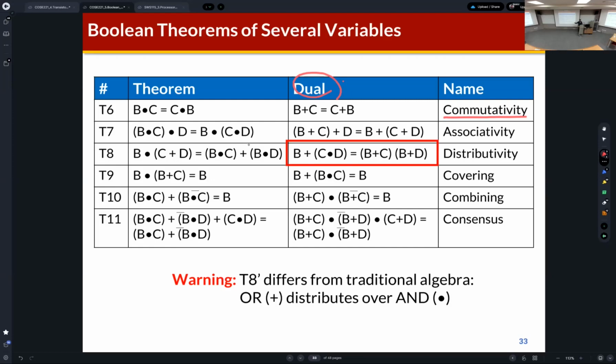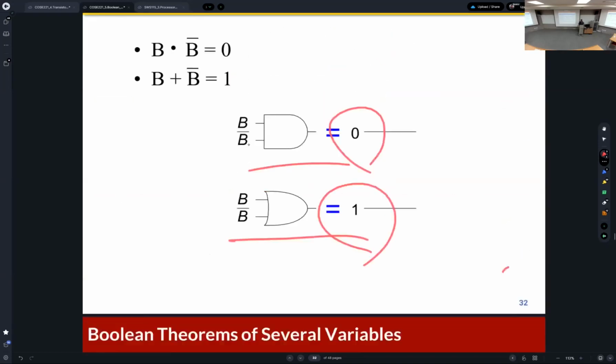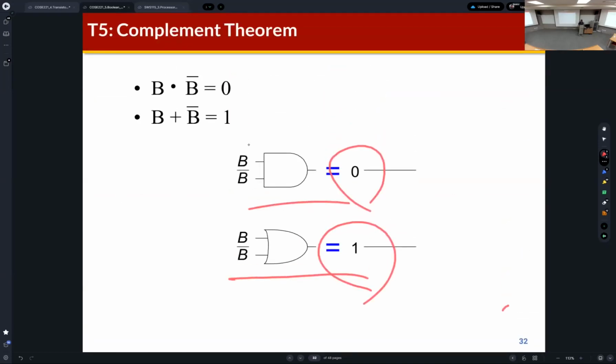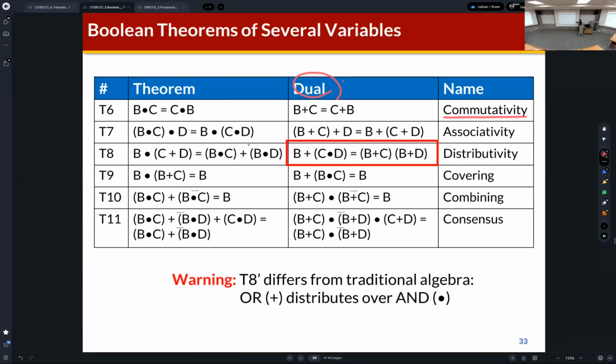But it's obviously true, right? As you can see, the AND gate has two inputs, but the output of the AND gate does not depend on the order of inputs, right? Which means B and C equals C and B. It's also the same for the OR gate. The output of the OR gate does not depend on the order of input signals.